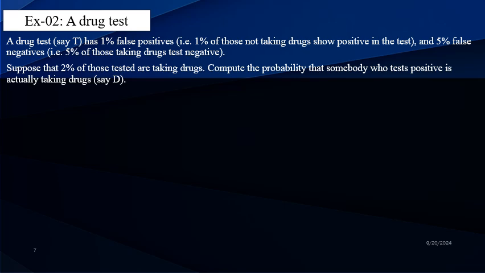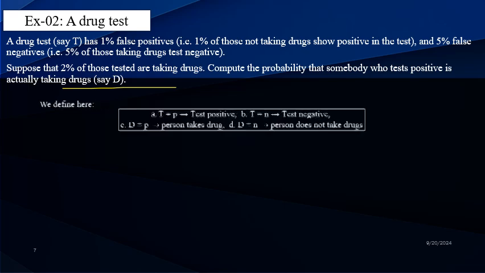That means 5% of those who have already taken the drug tested negative. So that one is the false negative. Suppose that 2% of those tested are taking the drug. Compute the probability that somebody who tests positive is actually taking the drug. So you have to compute this probability.